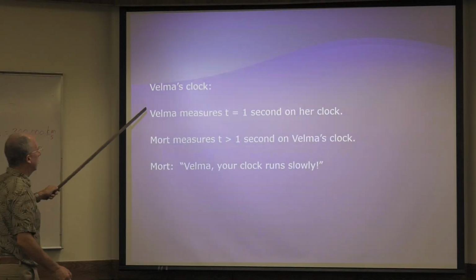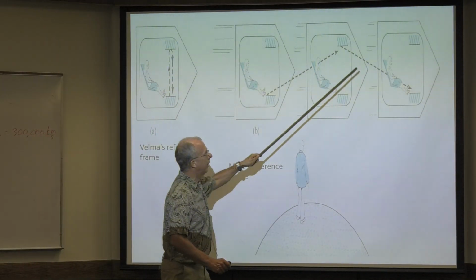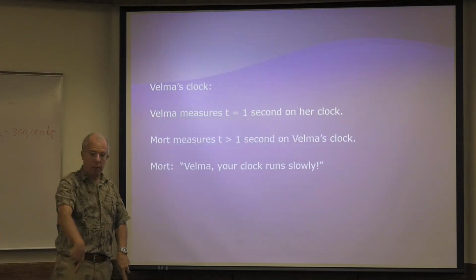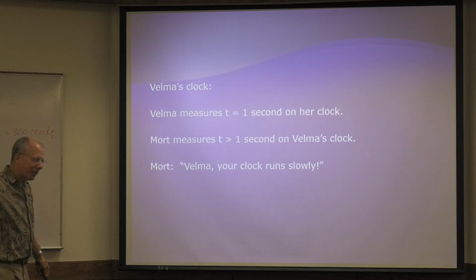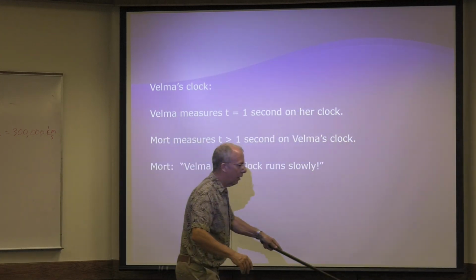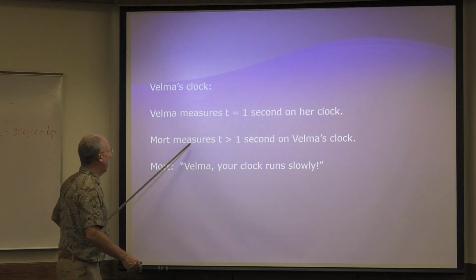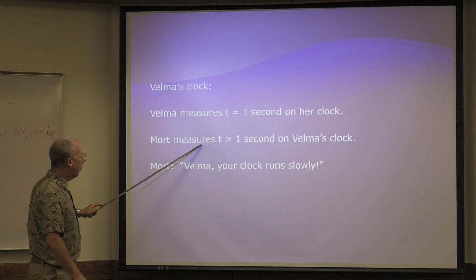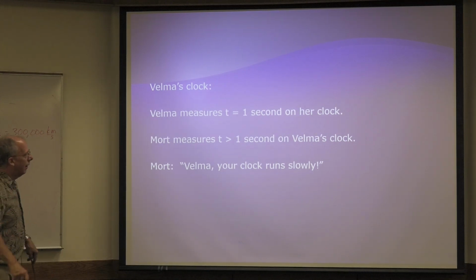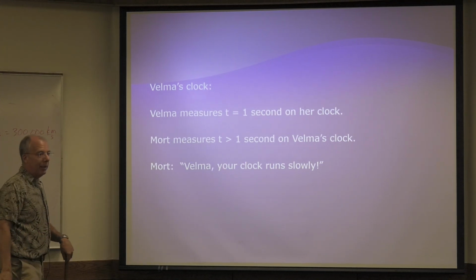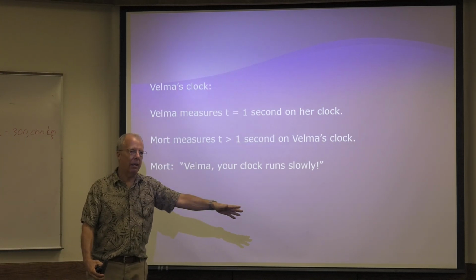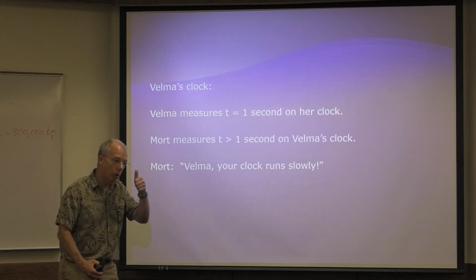So again, we're just concentrating on Velma's clock. Velma says 1 second, zoop, zoop, 1 second. Mort says, you're nuts. Mort says it traveled more than 300,000 kilometers, traveling at the same speed. So Mort measures more than 1 second on her clock. So Mort says, Velma, your clock is running slowly. For example, he'll say maybe it was 1.5 seconds, but Velma says, no, it's a second. So Mort says, your clock is running slowly.